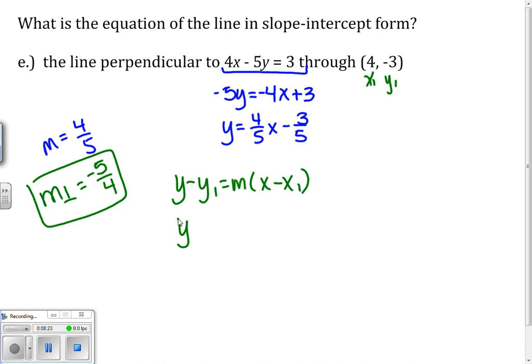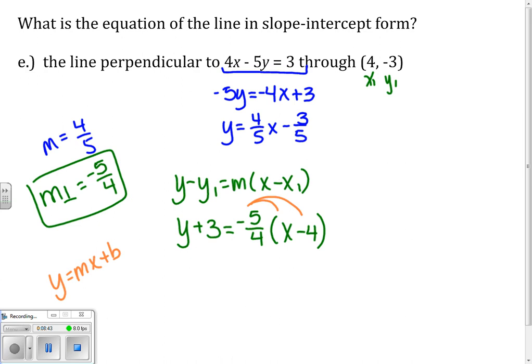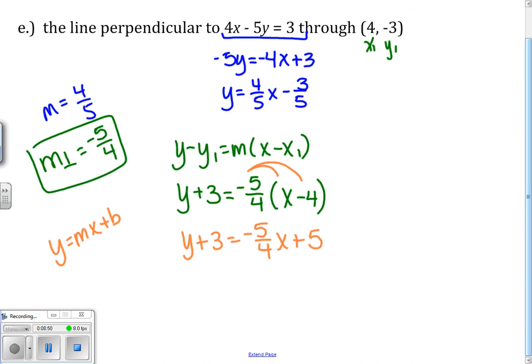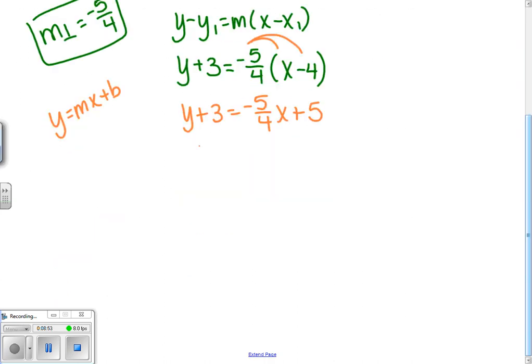So when I substitute, I get y minus a -3 turns positive, equals -5/4 times the quantity x minus 4. That's point slope form. When I'm all done, I want slope intercept form, which is just solved for y. So I'm going to do so by distributing the slope. I get y plus 3 equals -5/4 x plus 5. Use the calculator on that distribution if you need to. Subtracting 3 from both sides gives me a final answer of y equals -5/4 x plus 2. And that's slope intercept form.